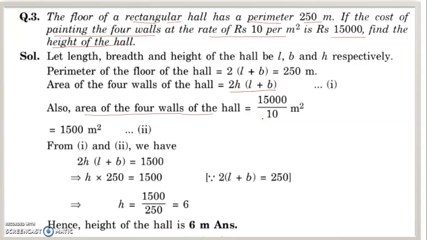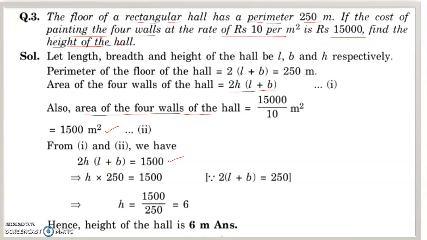See, in the previous question, how did we calculate the total cost, students? We were first calculating the surface area and multiplying by the cost. But here it is already given that the cost of painting the four walls at rupees 10 per meter square is this much. So how much area is there? 15,000 divided by 10, so we are getting 1500 meters square. So the area of the four walls, from this formula, twice h into L plus B is equal to 1500.